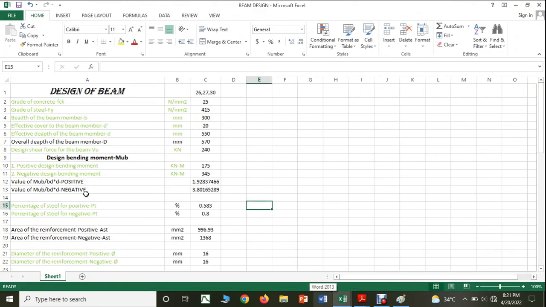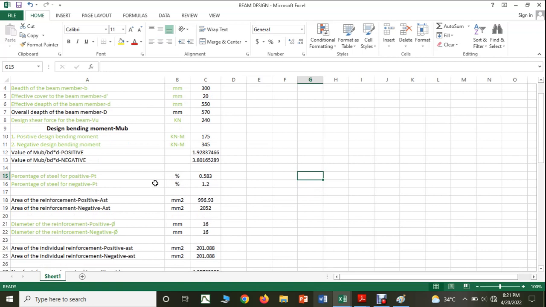You can see that I can give the value 1.2. So therefore now you can see that the area of reinforcement required will be 996.93, whereas for the negative it is 2052.